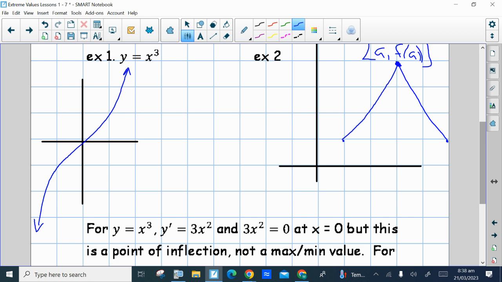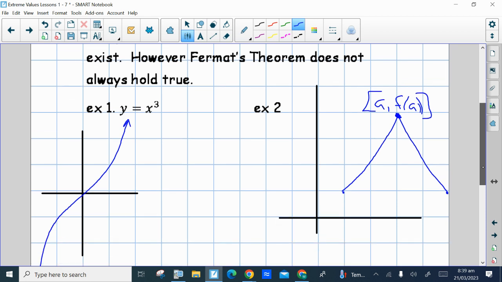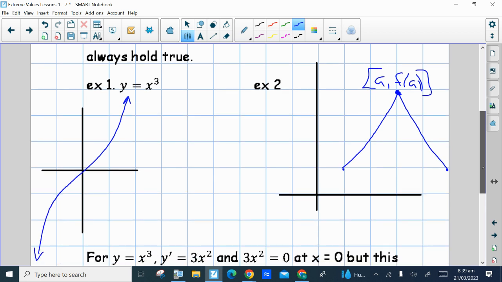The first derivative is 3x squared, and the zero of that is 0. But at x equals 0 for this graph, you get a point of inflection. Right? So not at every point where the first derivative equals 0 will you have a local max or minimum point. In some cases, you'll get a point of inflection there. But something is going to happen at that 0. Okay? And then the second example, that graph comes up to a point.